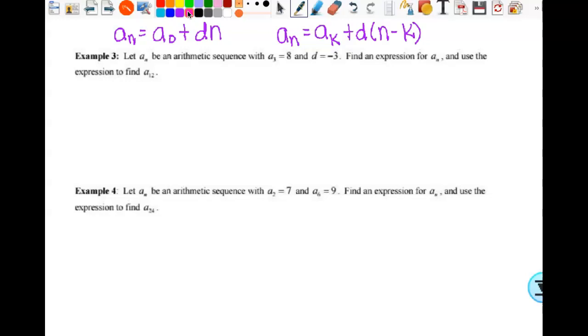So let's read this question. It says, let a sub n be an arithmetic sequence with a sub 3 being 8 and d being equal to -3. Find an expression for a sub n. So I've got two things to do. I'm going to find an expression for a sub n and use the expression to find a sub 12. So basically there are two parts to this answer. You have to have an actual equation along the way.